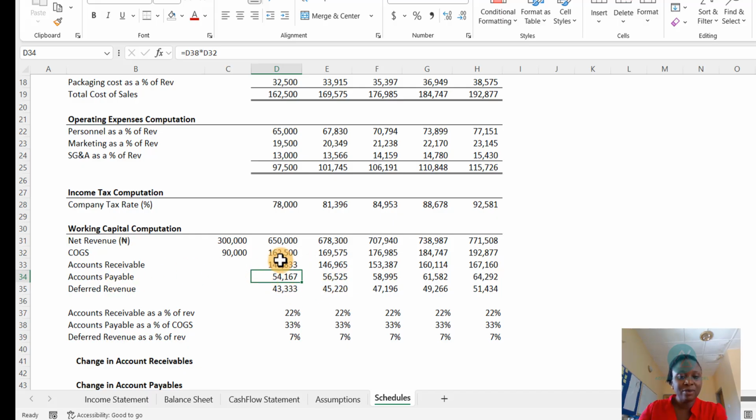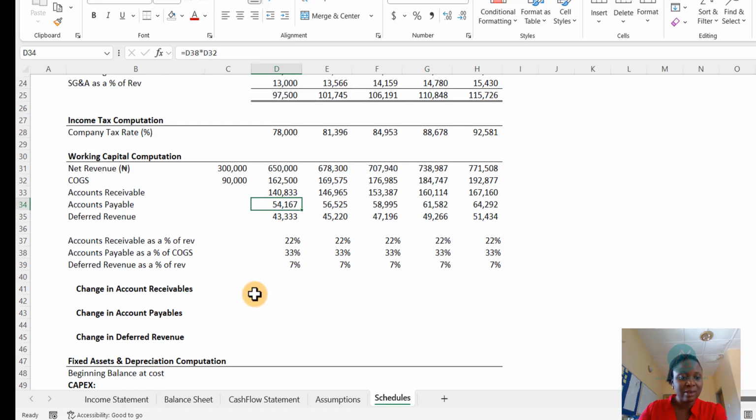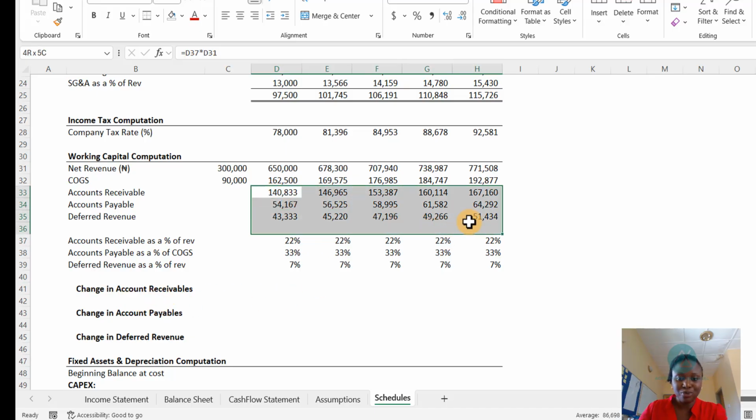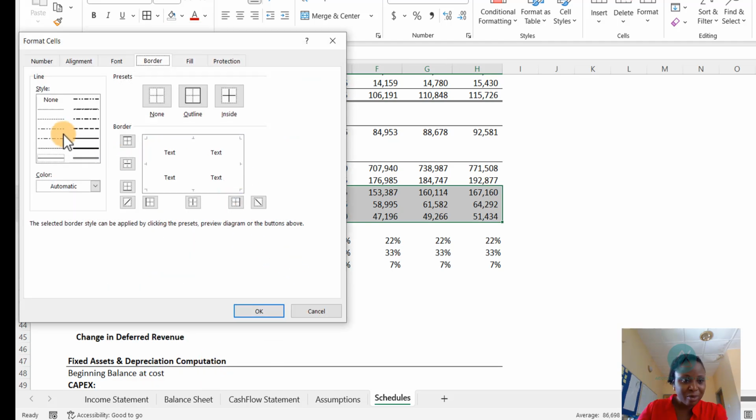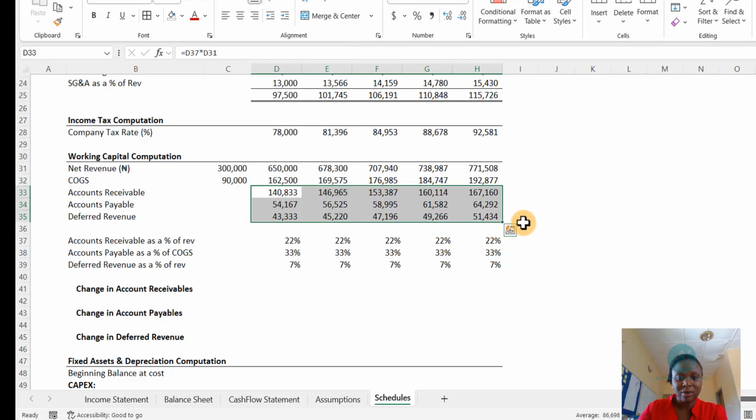So we still have something to compute, and that is the change in accounts receivable. So this is what we are picking to. Let me put a dotted border, let me use this border and just put outside borders on this, so that this is what we are picking to our income statement. All right. So this particular one is going to our balance sheet, so to say.